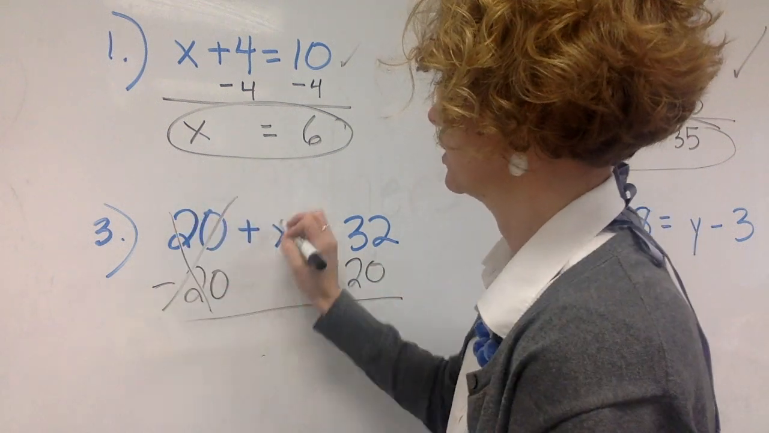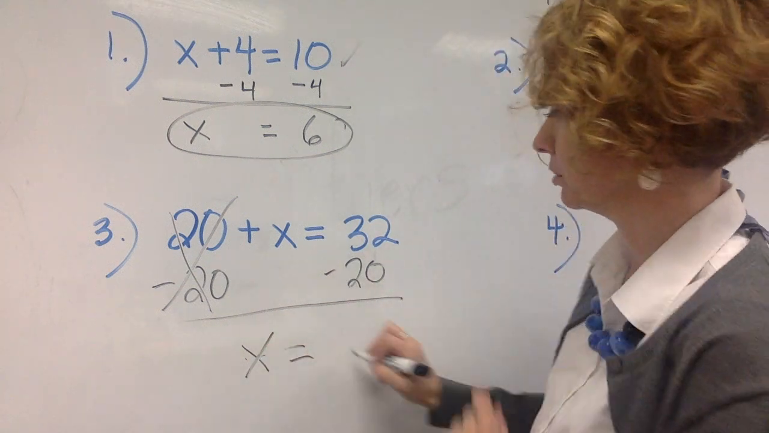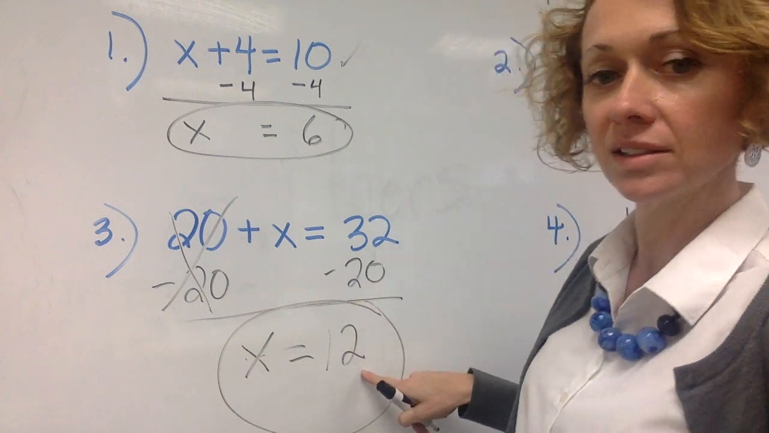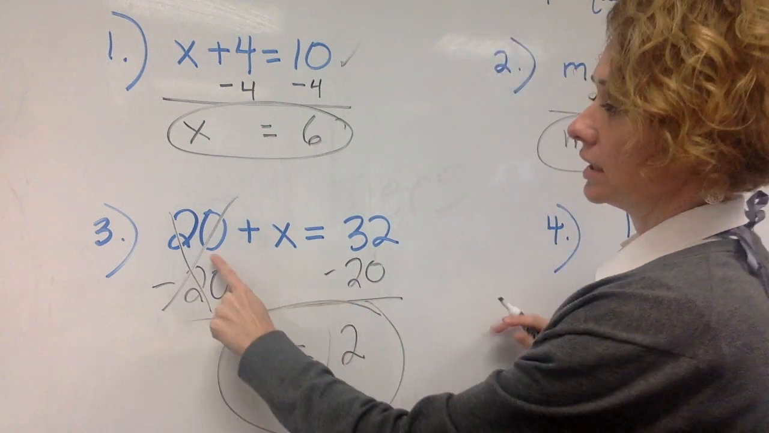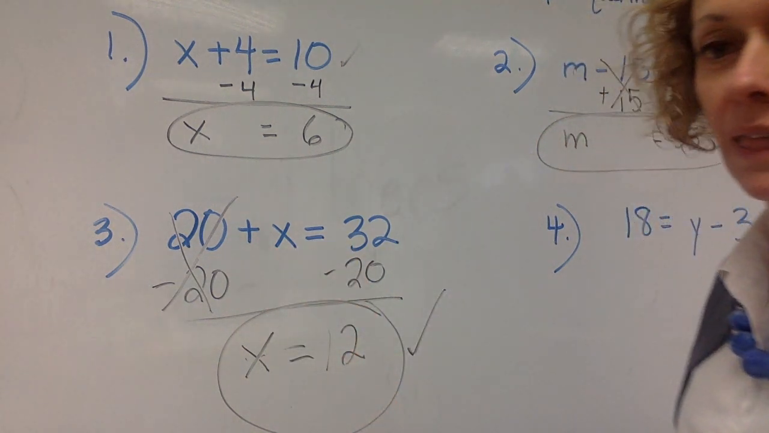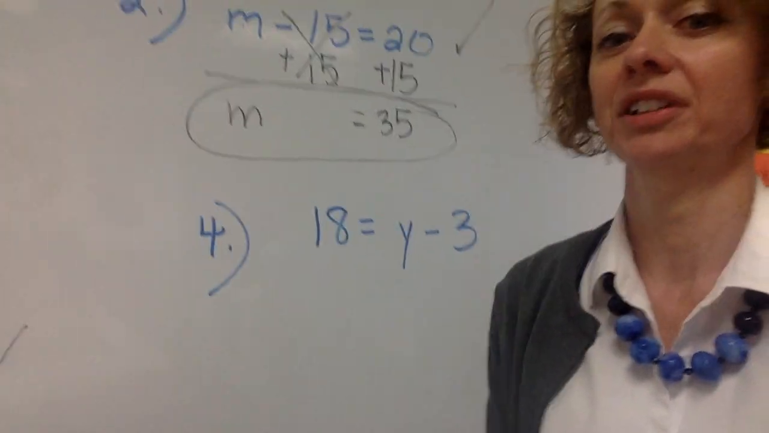Now 20 minus 20 is 0. I bring down my x. 32 minus 20 is 12. So I'm going to plug my 12 back in and see if that gives me a correct statement. Is 20 plus 12 actually 32? Yes. These are fun. Let's look at the last one.